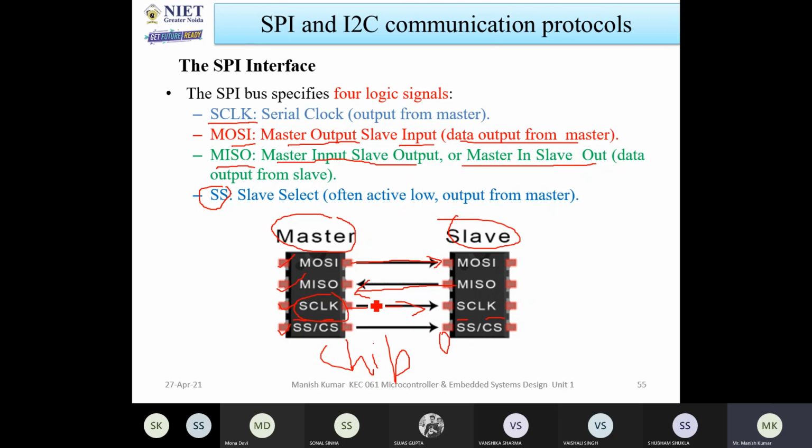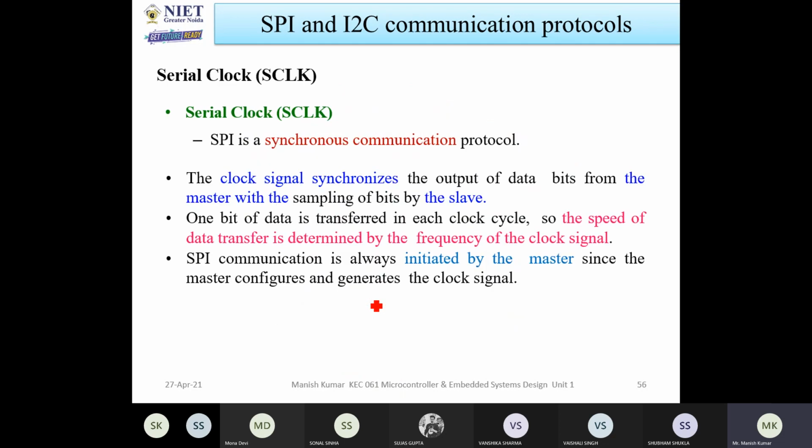I will first describe the 4 pins in detail. First is the serial clock. What is the use of the serial clock? The clock signal synchronizes the output of data from the master with the sampling of bits by the slave. Whenever the clock is activated, it will synchronize the output of the data bits. For that purpose, the slave will read the data lines.